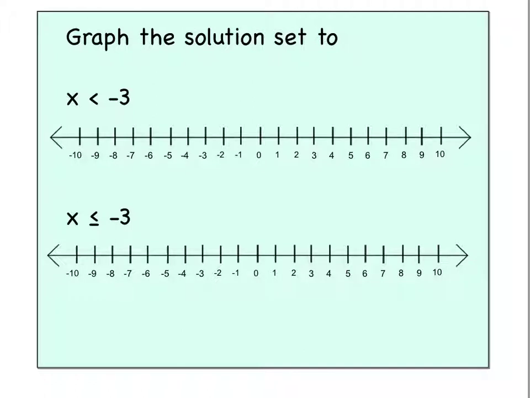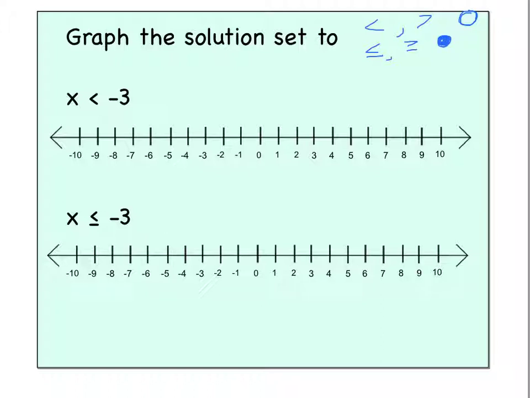Now we're going to get into solving these inequalities and we're going to show you exactly how to graph it. A couple things first. If you have a sign that's less than or greater than, then you are going to put in an open circle. If it's less than or equal to or greater than or equal to, you are going to put a closed circle.